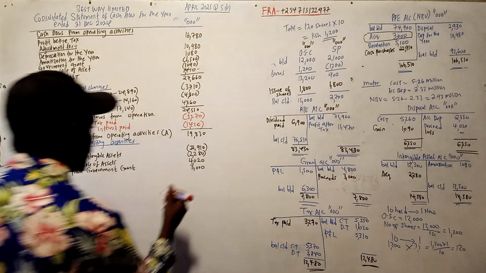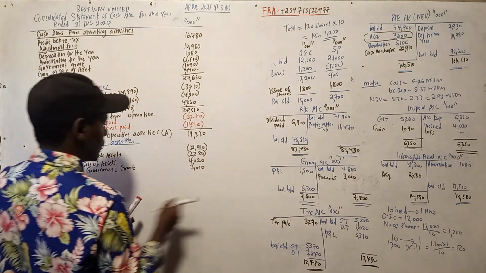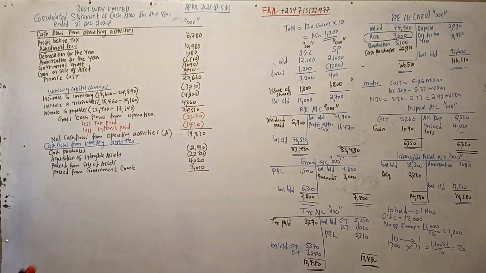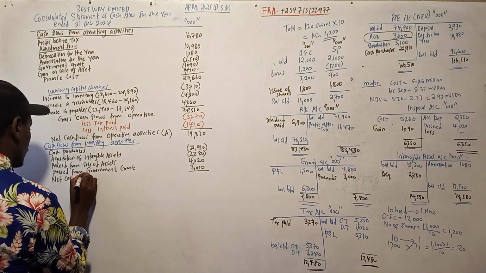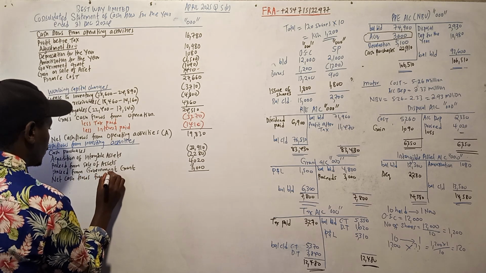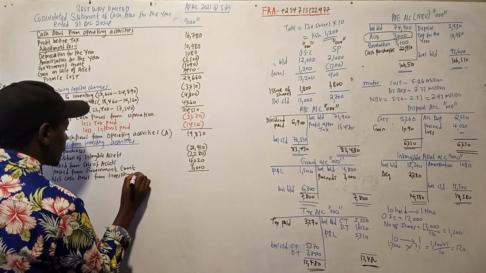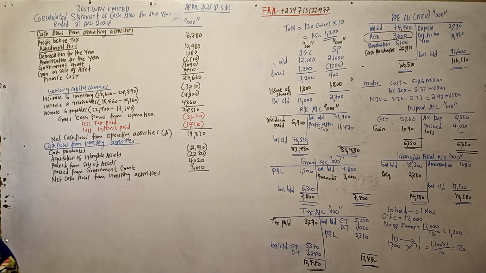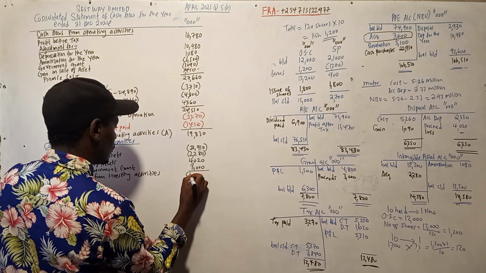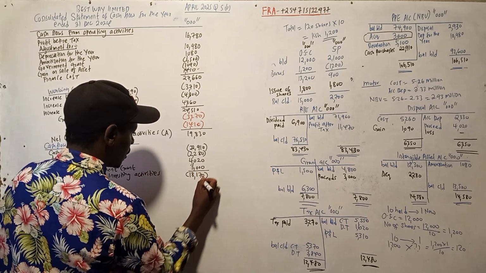So we can get the actual figures. We call it the net cash flows from investing activities. So how much would that be? Let us see. Minus 22,910 minus 2280 plus 4020 plus 3,000. That is minus 18,170. We will call it B.